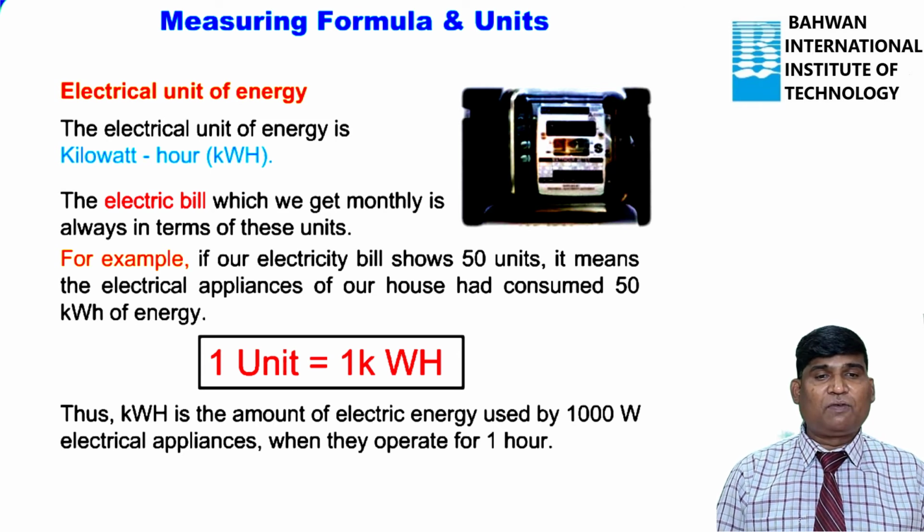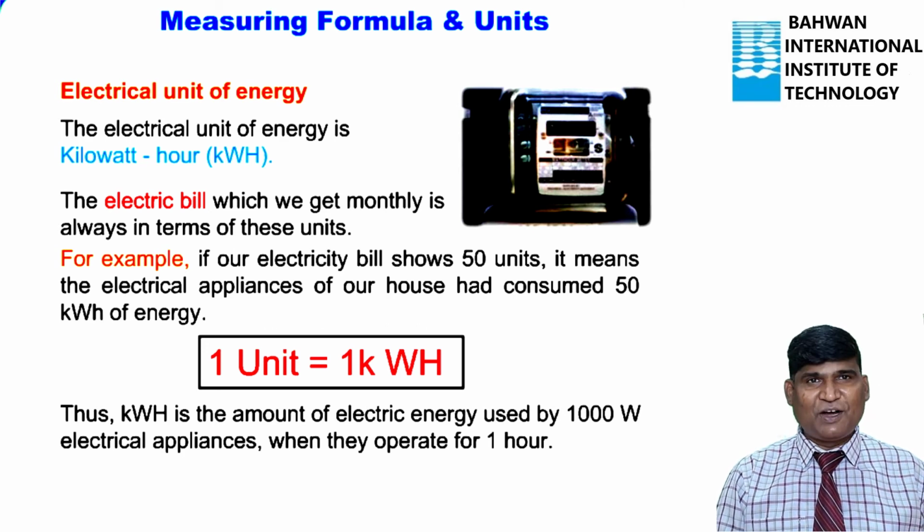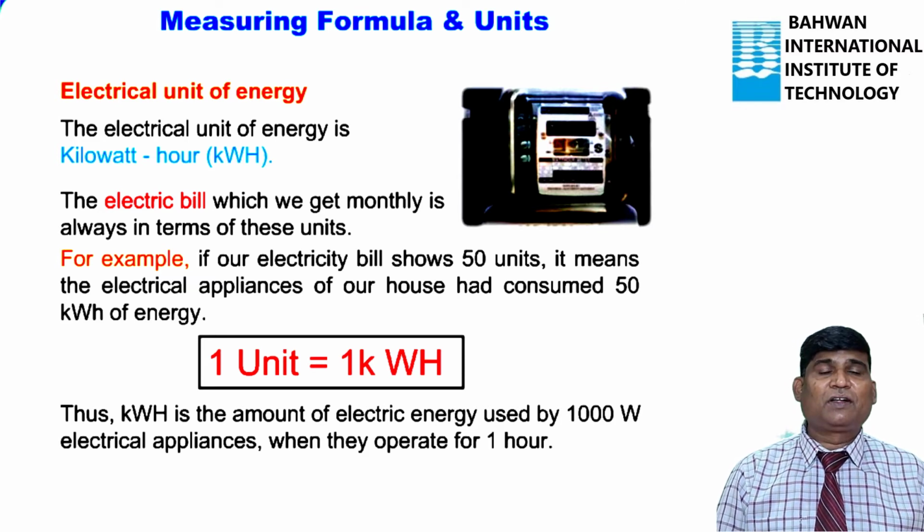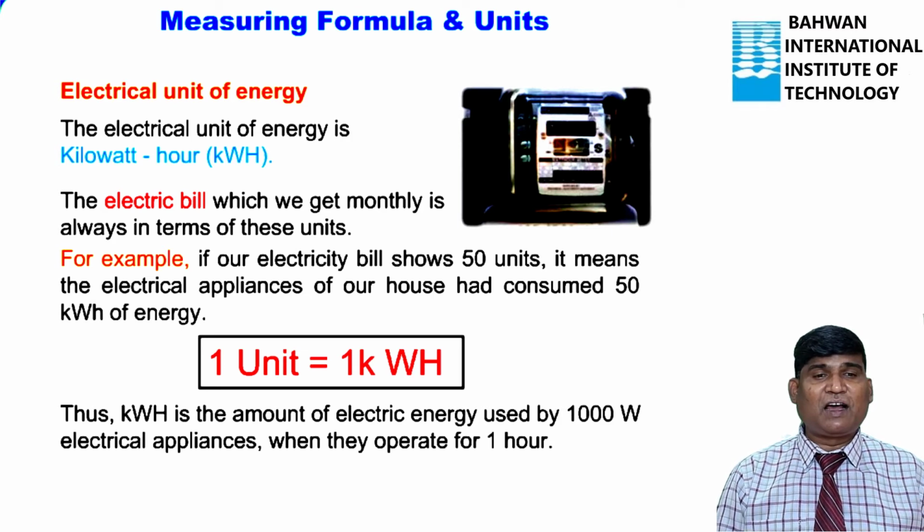1 unit is how much? 1 kilowatt hour. So the kilowatt hour is the amount of energy used by 1000-watt electrical appliances when they operate for 1 hour. This is how we can define it. What is a kilowatt hour? For example, assume you have an iron box. Its power is 1000 watt. If you are using that iron box of 1000-watt power for 1 hour, the electrical energy consumed by that iron box will be 1 kilowatt hour.